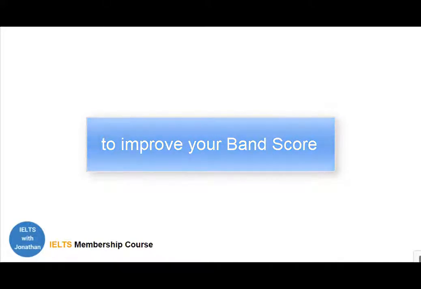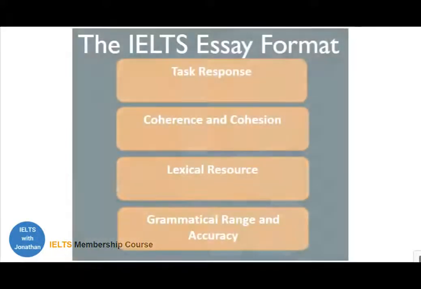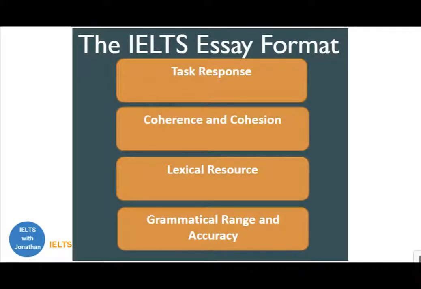Similarly to Task 1, the examiner assesses your Task 2 essay in 4 different areas or criteria. The examiner then uses a sliding scale of 0 to 9 for each criterion to award the overall mark for your Task 2 essay.